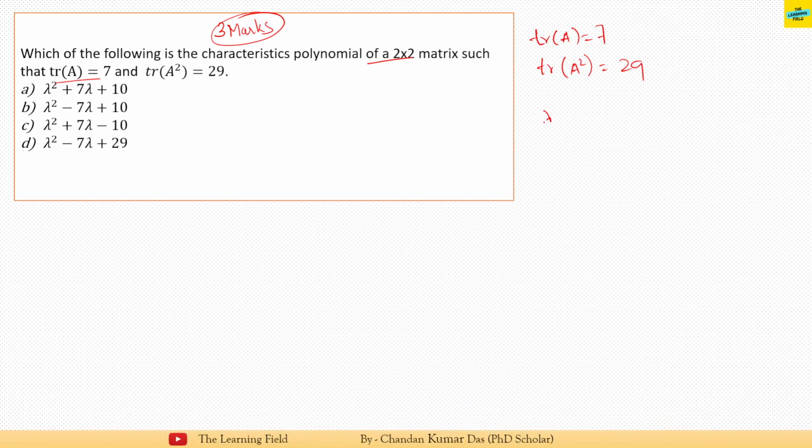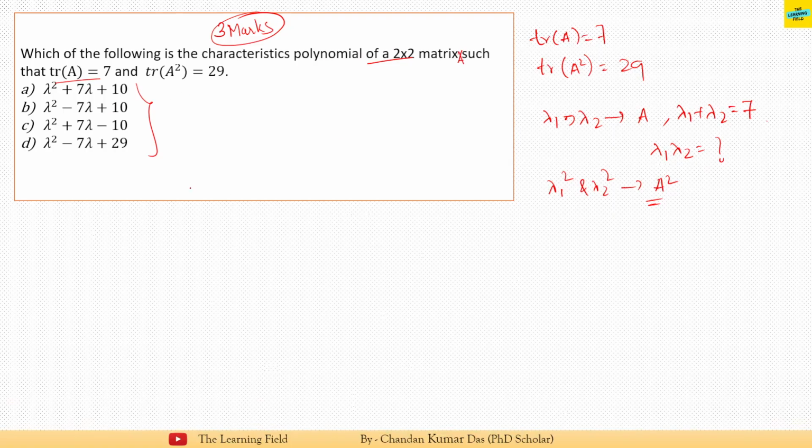We know that if lambda 1 and lambda 2 are the two eigenvalues of A, then lambda 1 plus lambda 2 is equal to the trace, equal to 7. We don't know the values of lambda 1 and lambda 2, that is the determinant is not given, but we can find it from these options. And one more thing is that if lambda 1 and lambda 2 are the eigenvalues of A, then lambda 1 square and lambda 2 square are also the eigenvalues of A square. We also know that. But we have to find the characteristic polynomial for the square matrix A.